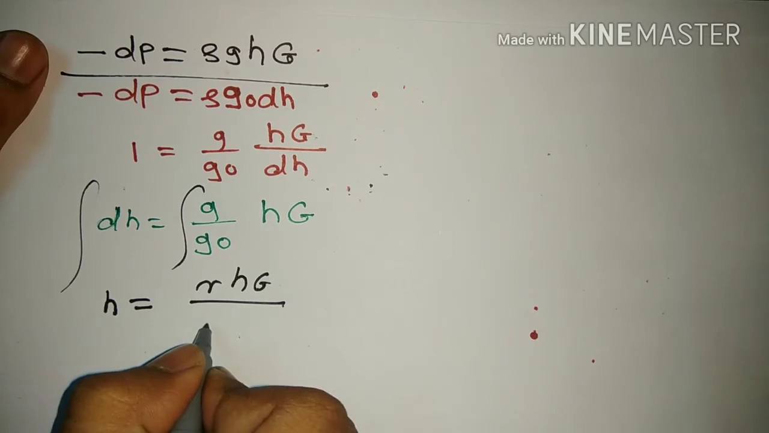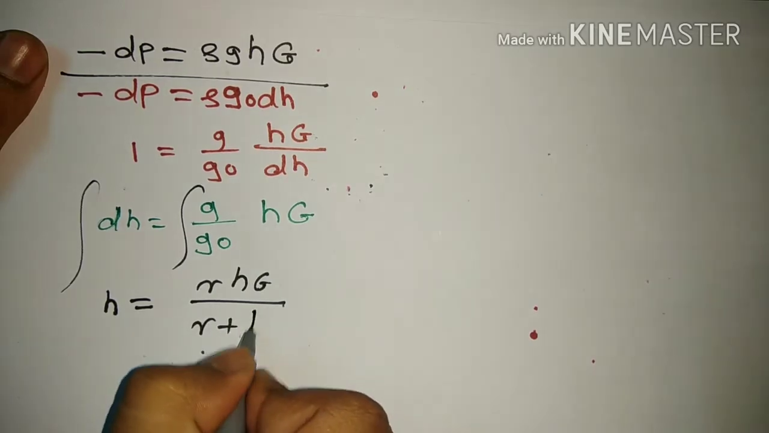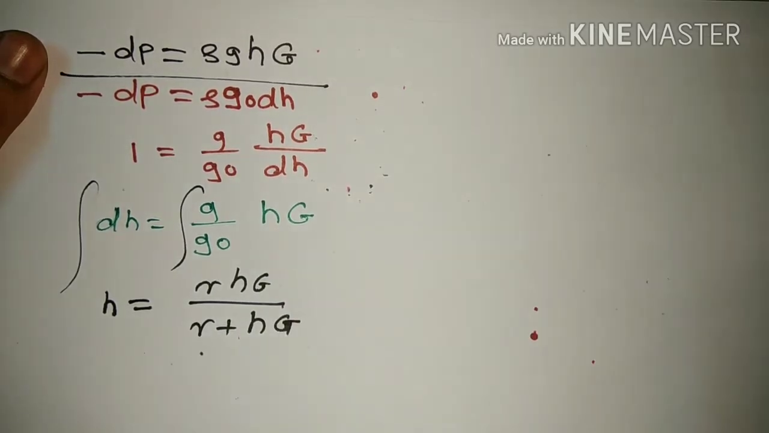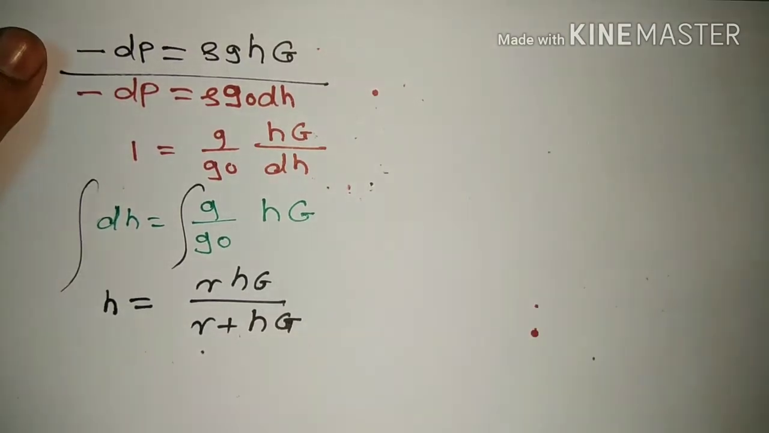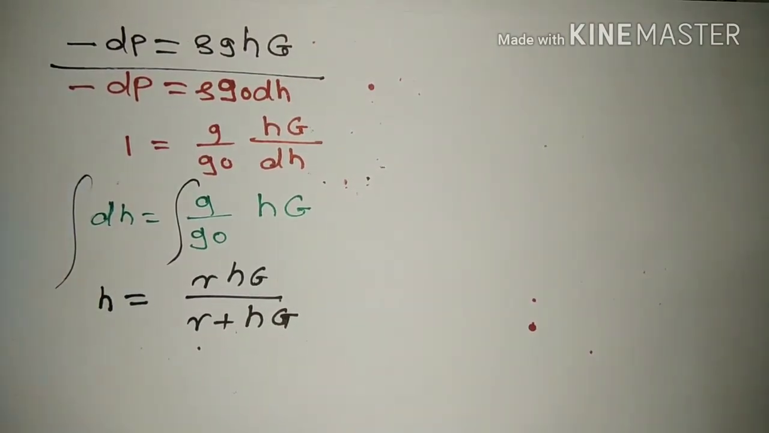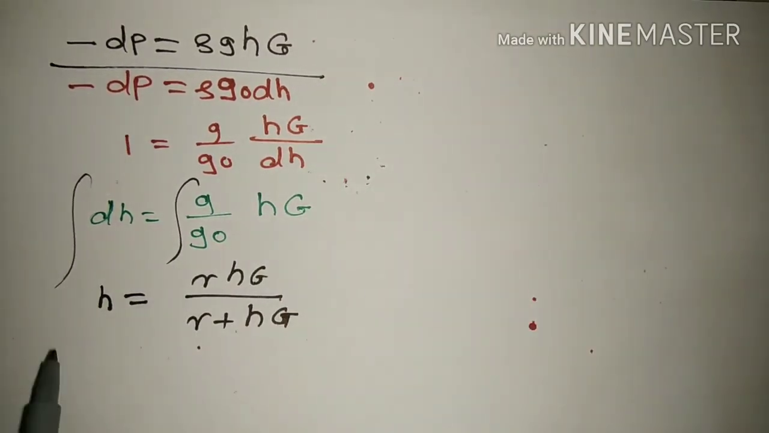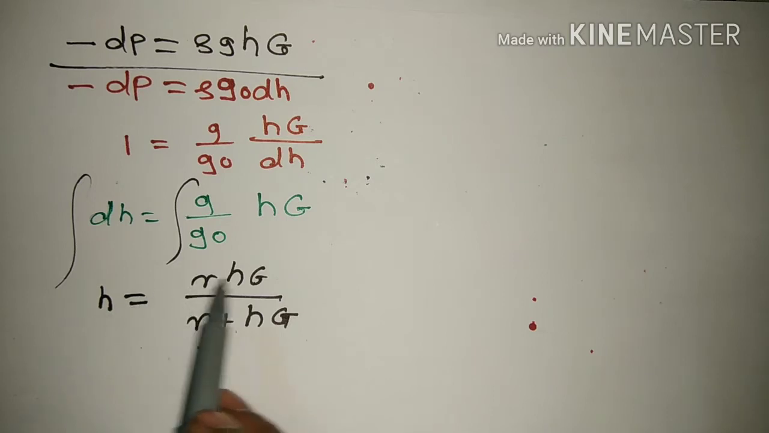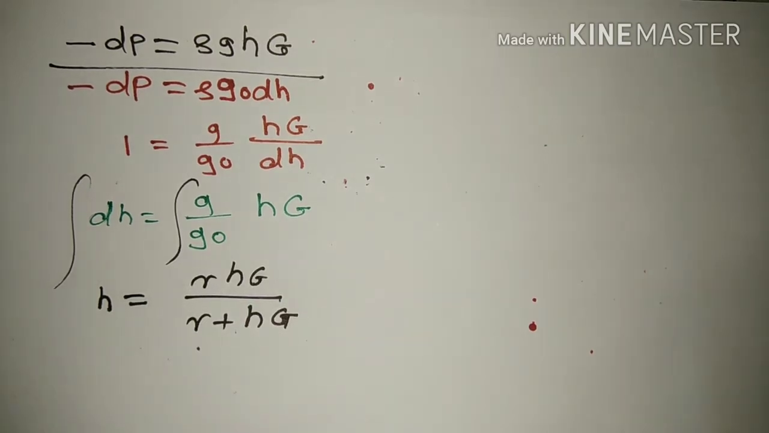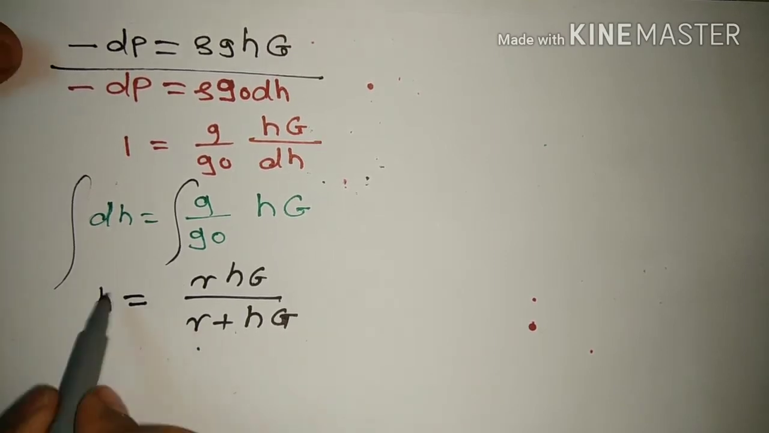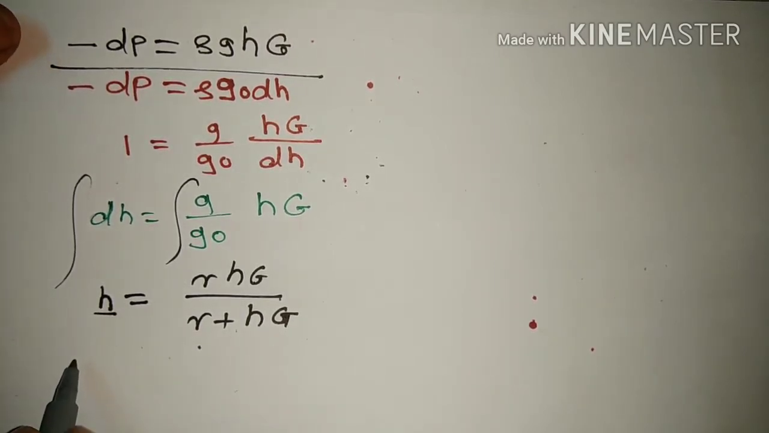After integrating this, we got h is equal to r hg plus r plus hg. Integration is not very important because we do not need it, because it's very lengthy, so I just shorten it and give the direct answer. So H is equal to R Hg over R plus Hg. This H is the geopotential altitude.